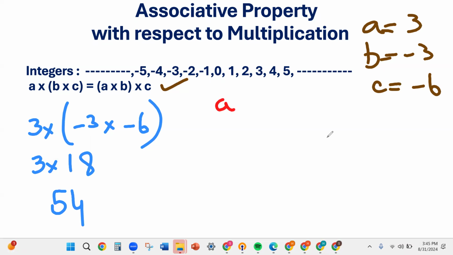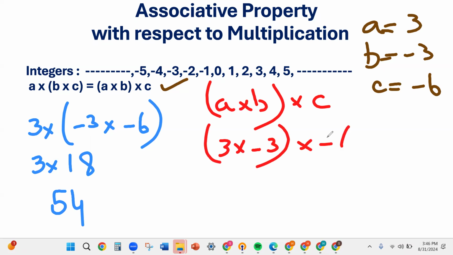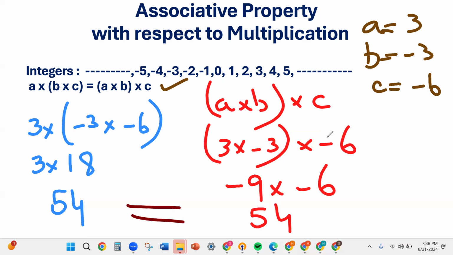Now, the right-hand side is A multiplied by B multiplied by C. Substitute all the values. 3 multiplied by -3 multiplied by -6. This will give you -9. Minus into minus is plus, and 9 6s are 54. So they both are equal. 54 is equal to 54. So this property is true. Associative property with respect to multiplication is true. You can take any other example, it will always be true.